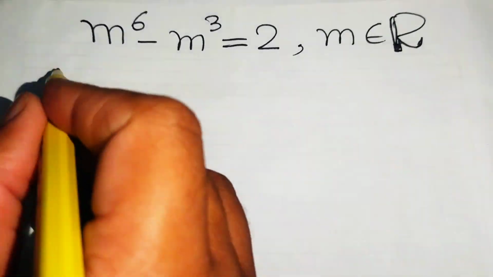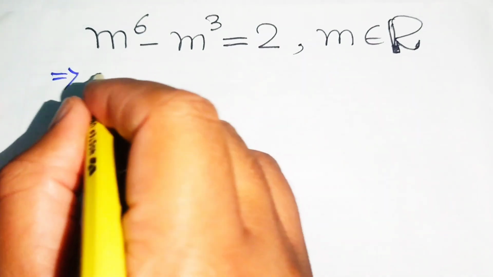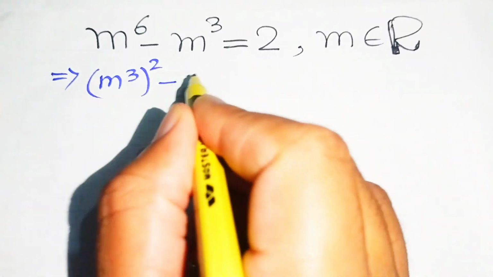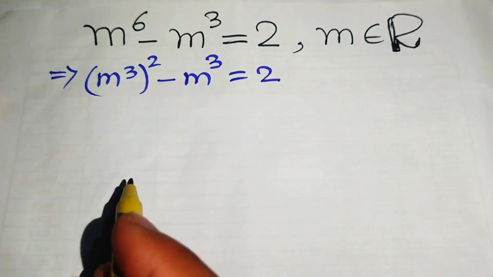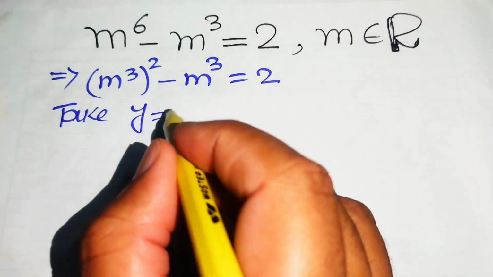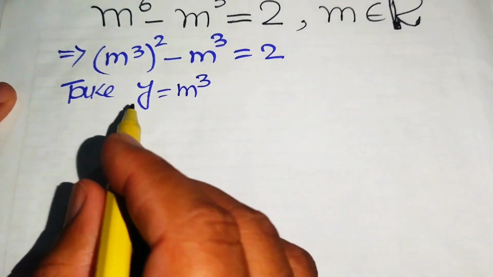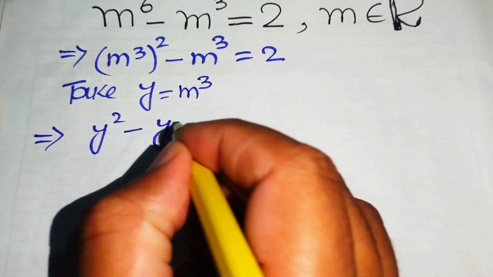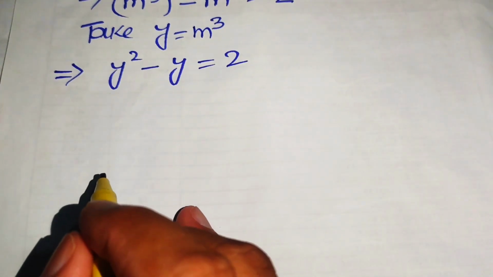So the very first step is to rewrite this equation: we have m to the power of 6, which we write as m cubed whole squared, minus m cubed equals 2. Here we take y equals m cubed. So this equation will be written as y squared minus y equals 2. So this becomes a quadratic form, and now we solve this quadratic equation.